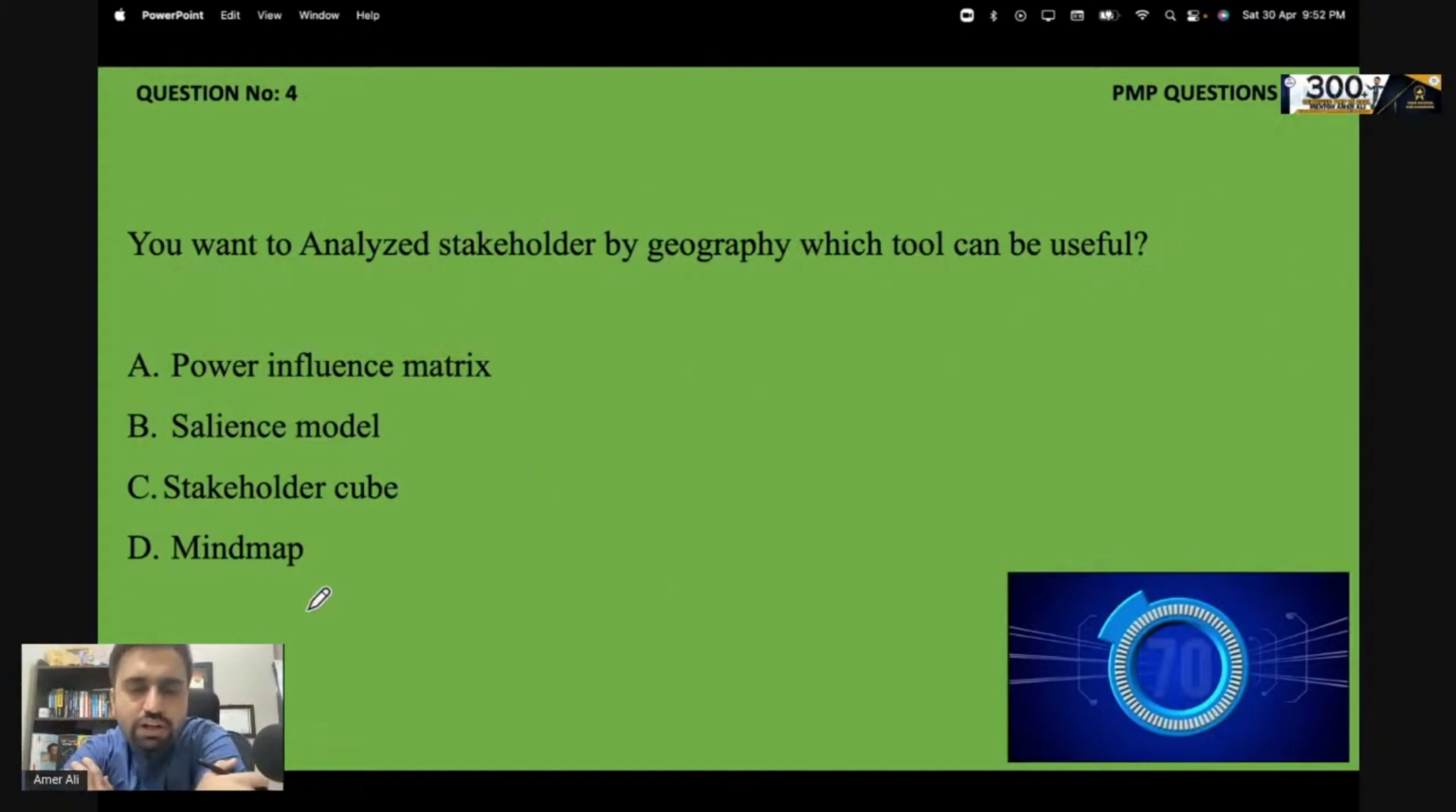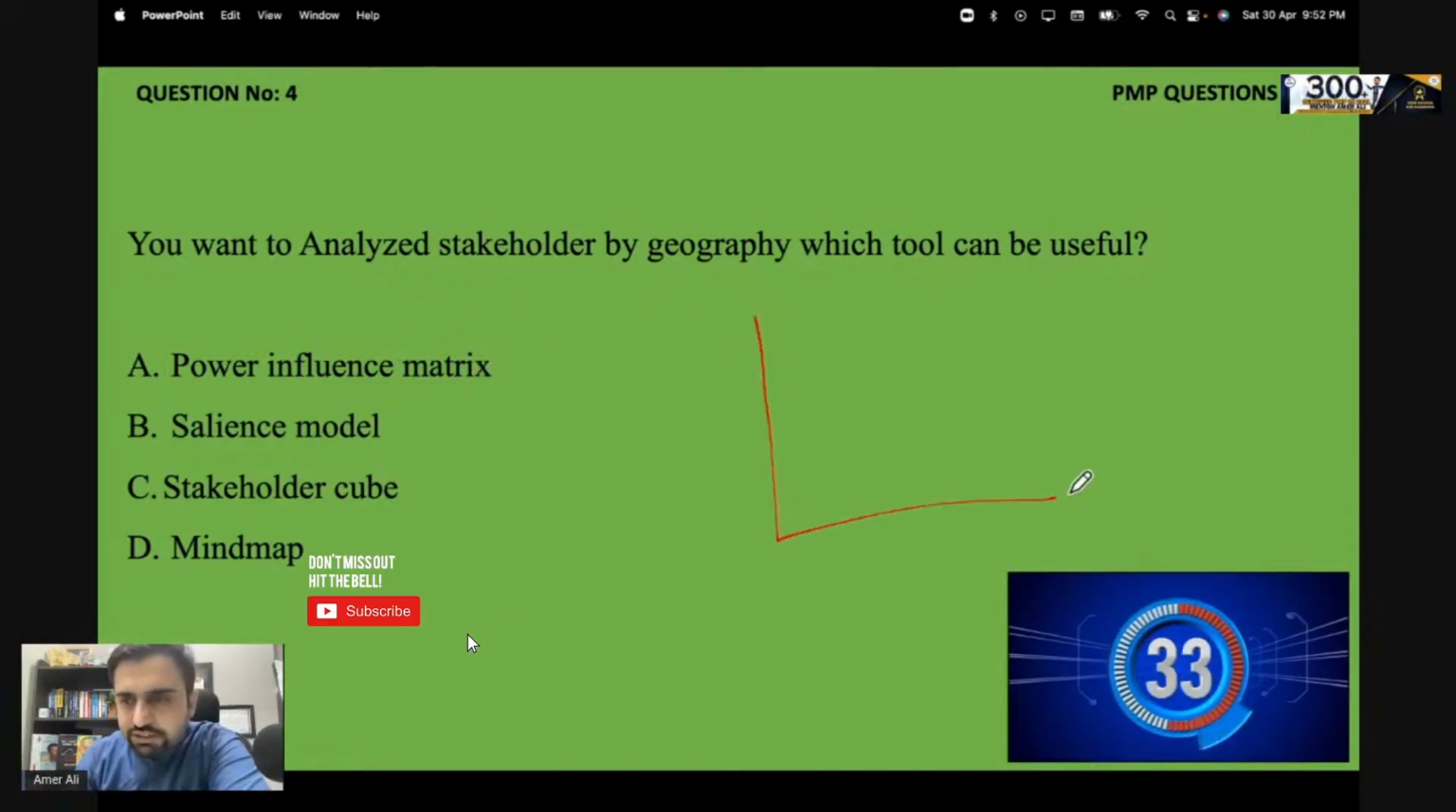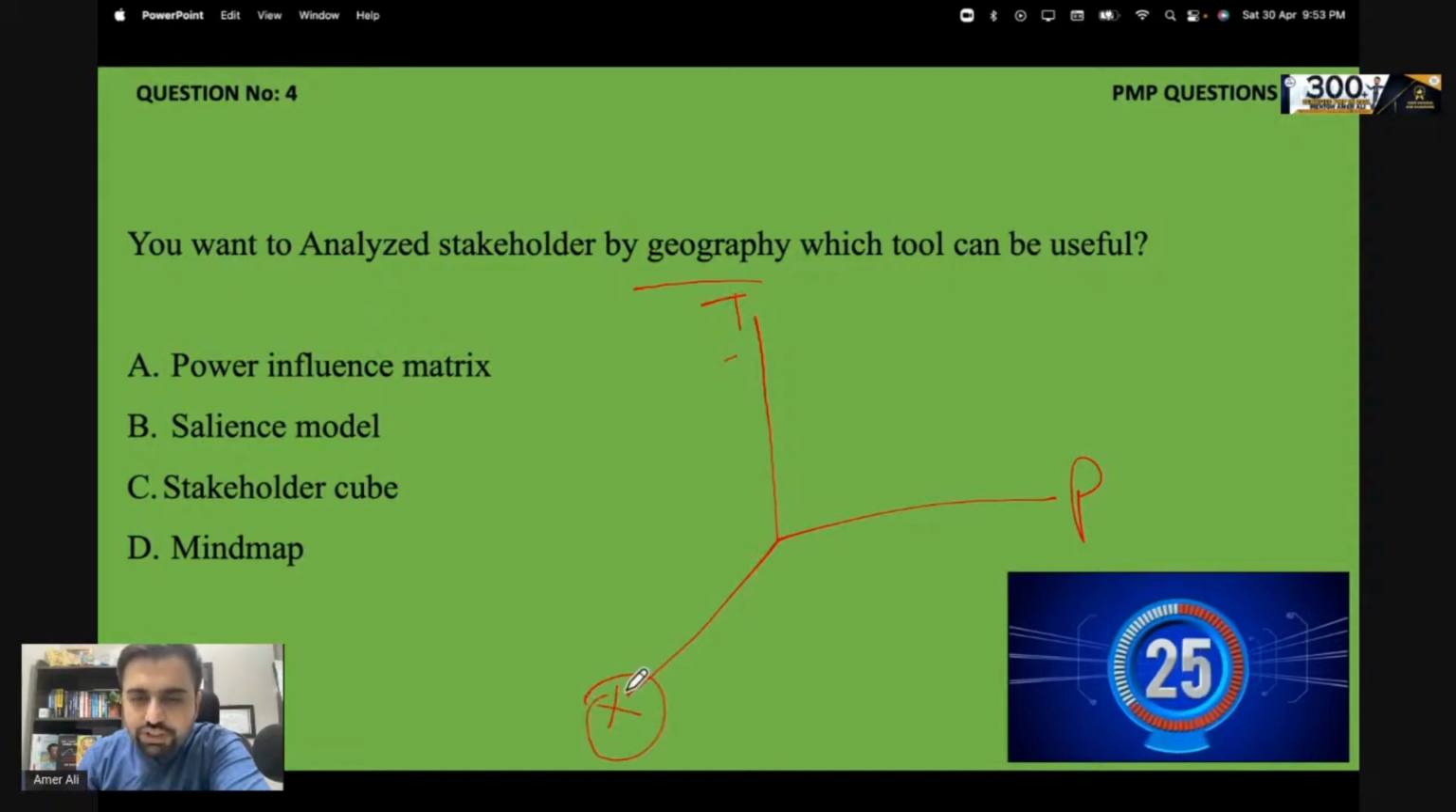You want to analyze stakeholders by geography. Which tool can be useful? We just discussed this, so put it in the chat box. This question is basically power and trust. We want to identify geography. We have an extension of power and trust where X can be geography, attitude. So power and trust; no, salience is basically this one. So that is not, mind map is not, so stakeholder cube. Last question for today.